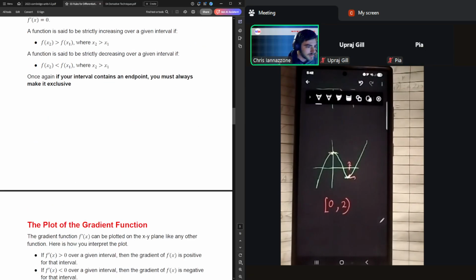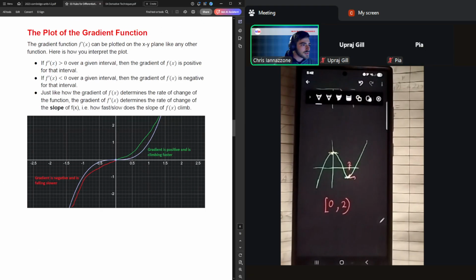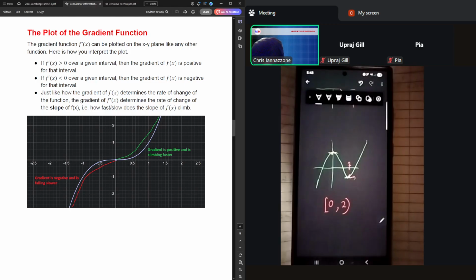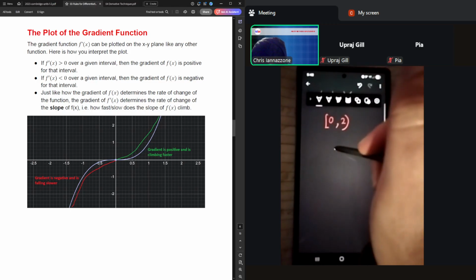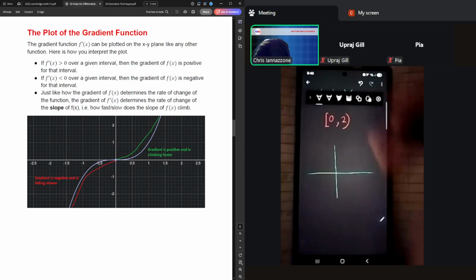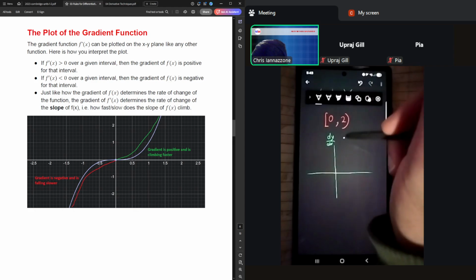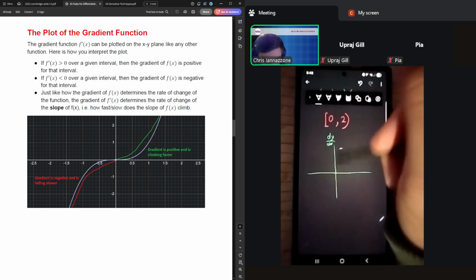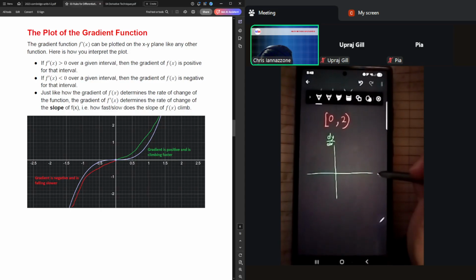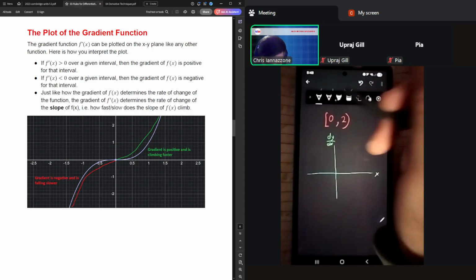Okay, that's that. Next up, plot of the gradient function, so plot of the derivative. We said earlier that the derivative is a function which describes the gradient of the original function. So what that gives us is a bit of a challenge into how do we interpret a gradient graph. A gradient graph is just a derivative graph, which means dy on dx, or f dash x, is on your y-axis, and you still have x on your x-axis.